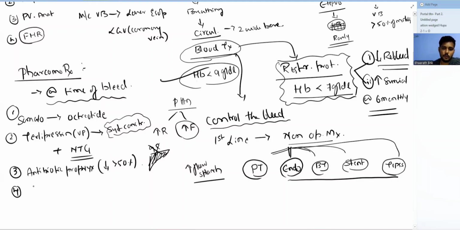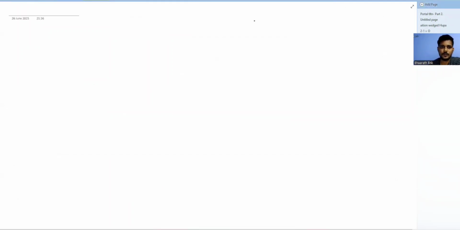And fourth, because the synthetic capacity of the liver is reduced, it is better to give vitamin K injections. And if it is not controlled, you can also transfuse FFP. Okay? So this is pharmacotherapy, which is instituted at the time of the bleed and is a component of the non-operative management, along with whichever else you choose. Now, what to do with these varices?